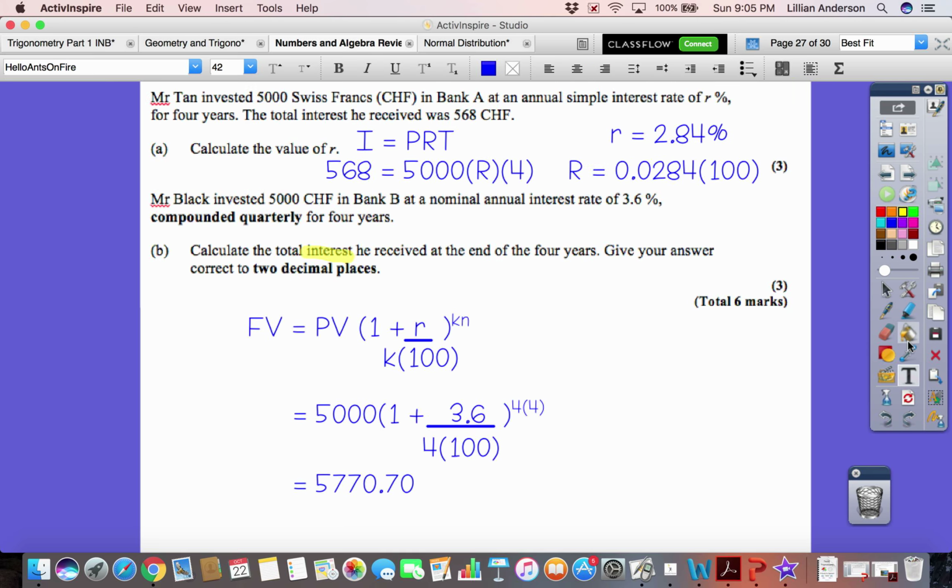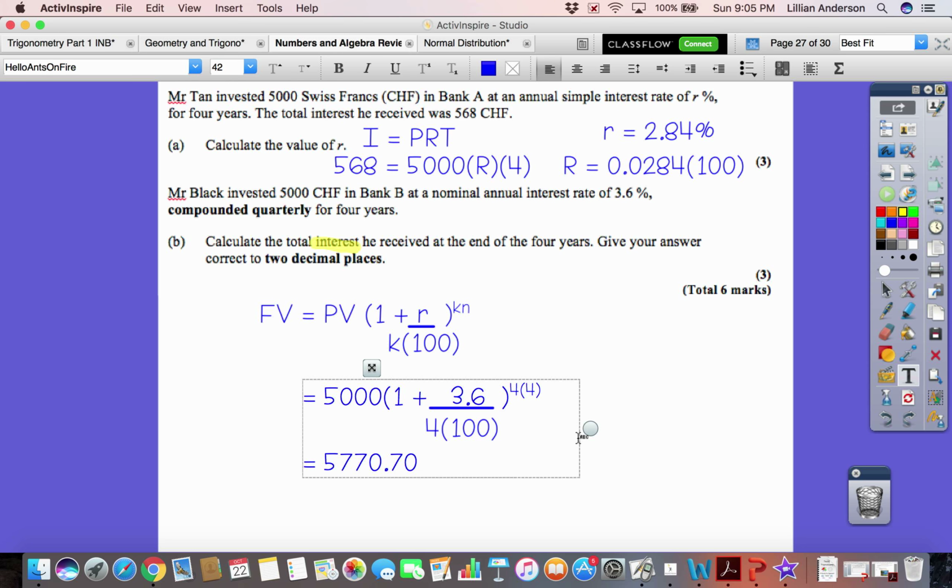So to determine the interest, that's the amount of money that Mr. Black received in the 4 years, you have to take that amount and subtract it from 5,000, because 5,000 is how much he initially started with. So then that leaves you with 770.70 Swiss francs. That's how much money in interest he received after the 4 years of investing at 3.6% compounded quarterly.